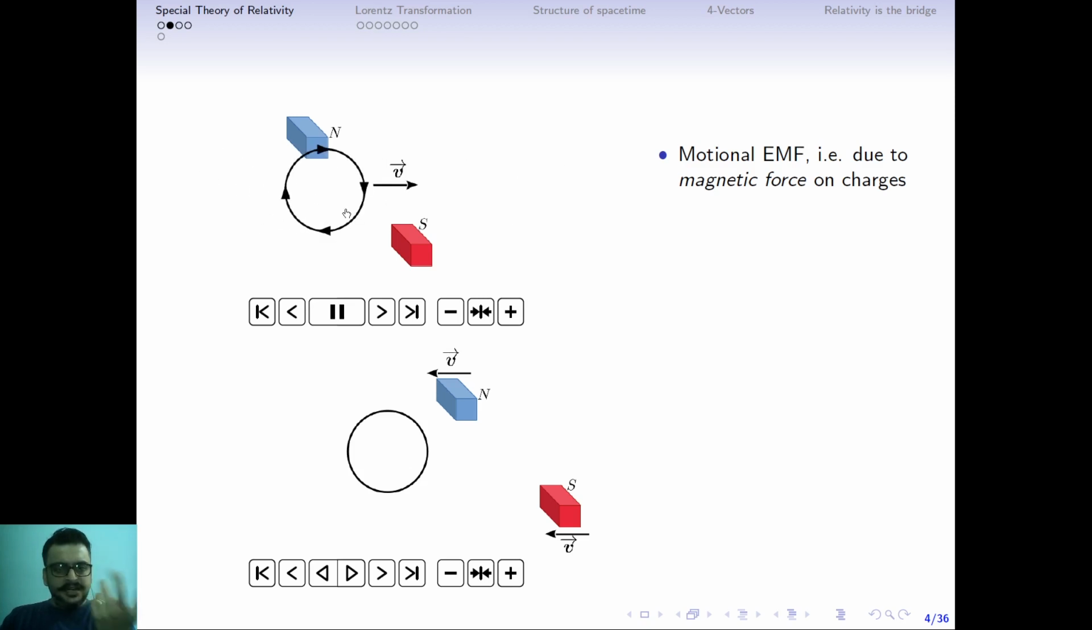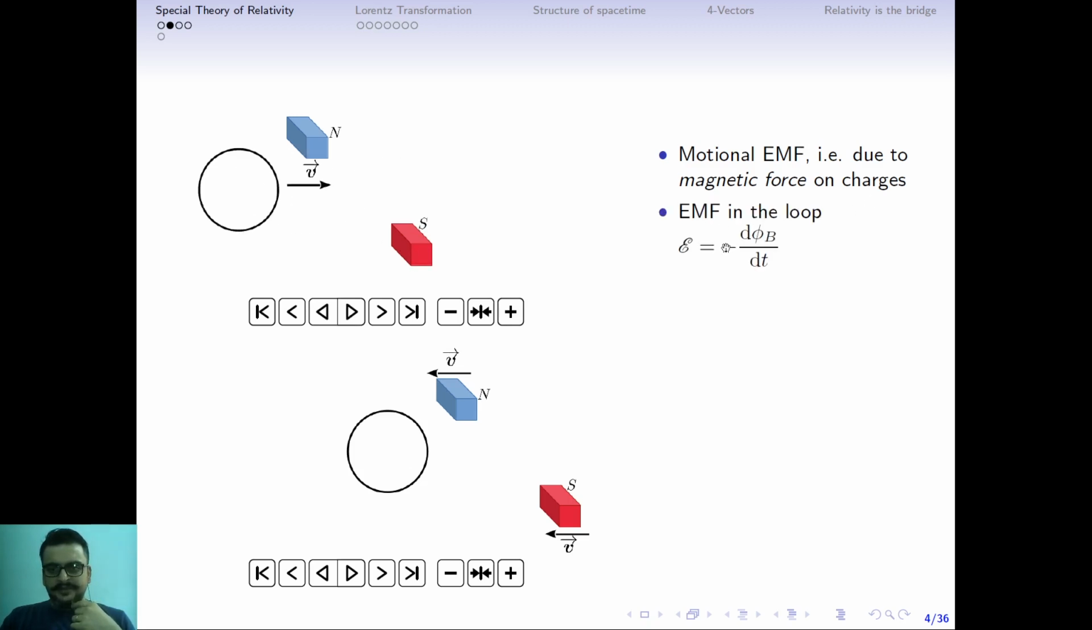Because when there's a flow of current through a conductor, there must be some EMF. So we can find out the EMF in this loop, and this EMF turns out to be equal to minus d phi B by dt. This can be easily shown using the concept of motional EMF. I'm sure you would have probably done this in your undergraduate course. But here the observer is stationary, standing with the two magnets. Now let us consider another observer who is moving along with this loop.